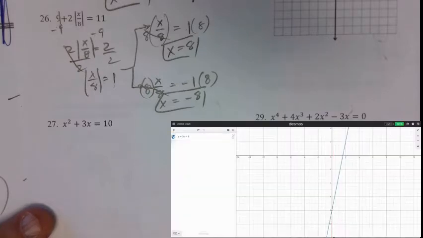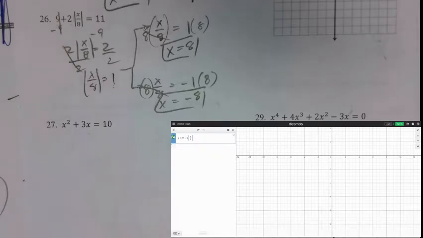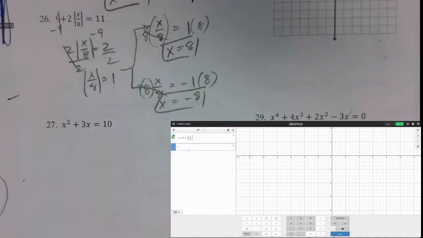So on decimals, I need to type in y equals the left-hand side, which was 9 plus 2 times the absolute value of x over 8. Okay, to get the absolute value, you can type it using the symbol above the enter button, or if you go over here, there's the absolute value right there. Okay, next one, y equals 11.